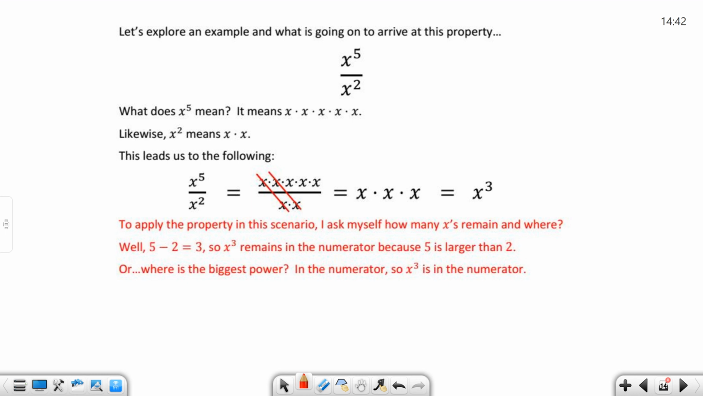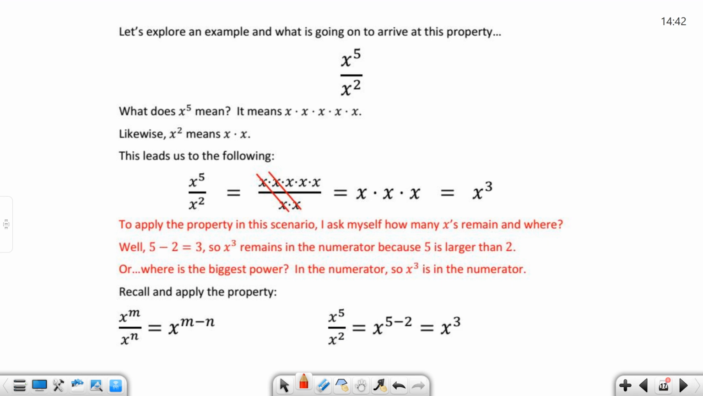Another way to ask it, where is the biggest power? In the numerator, in the top. So x cubed is left over in the numerator or the top. If you recall the property, x to the m over x to the n says subtract m minus n. This is like my m, 5 is my m, and 2 is my n in that property. So then that's going to give us x to the 5 minus 2. 5 minus 2 is 3, so x to the third. So look, x to the third equals x to the third. We get the same thing.